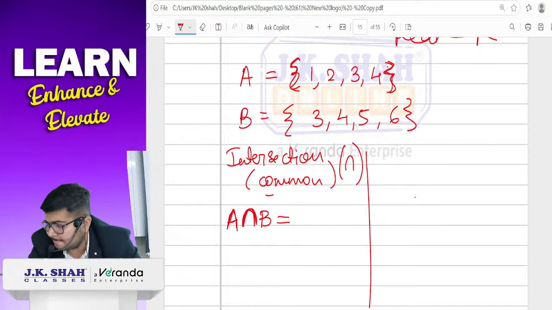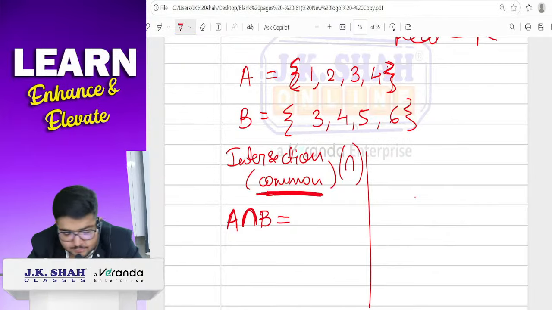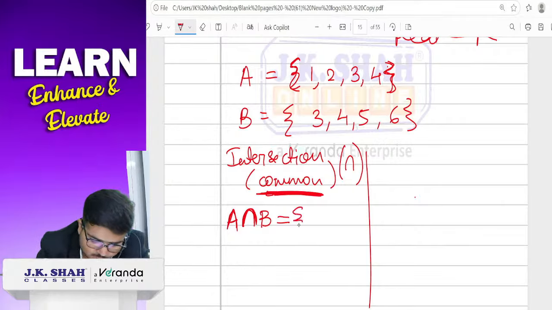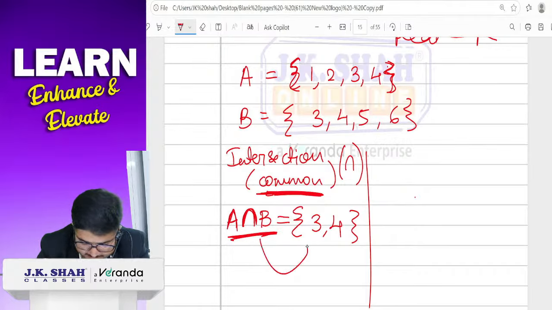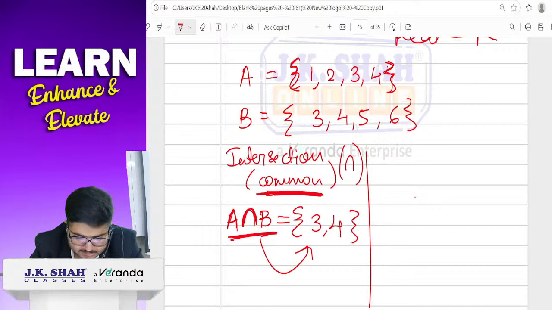A intersection B means you have to find out which are the common elements in both the sets. Both sets have two common elements, 3 and 4. So this will also be a set, and the elements of this set will be enclosed in curly brackets and separated by commas: 3 and 4. Understood? Intersection simply means common elements in both sets.